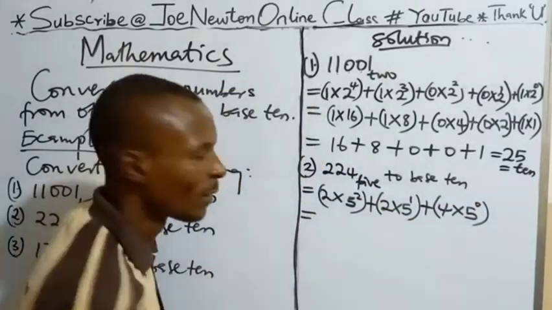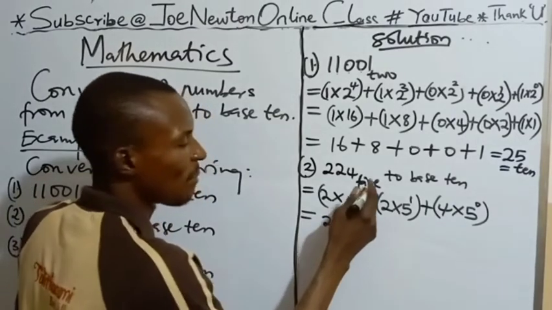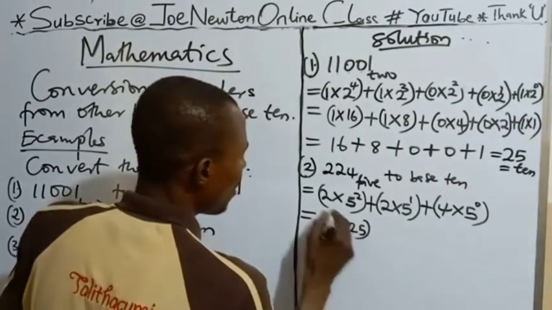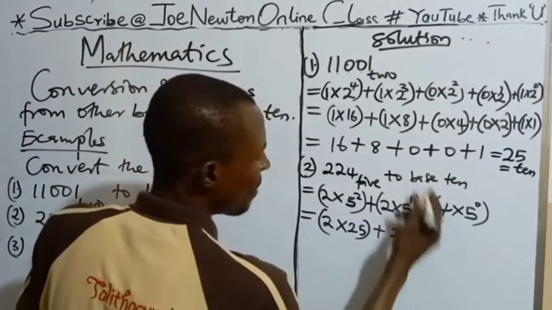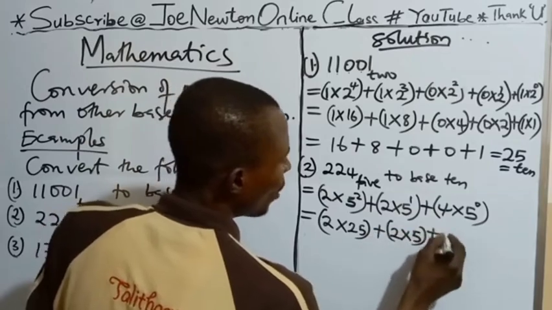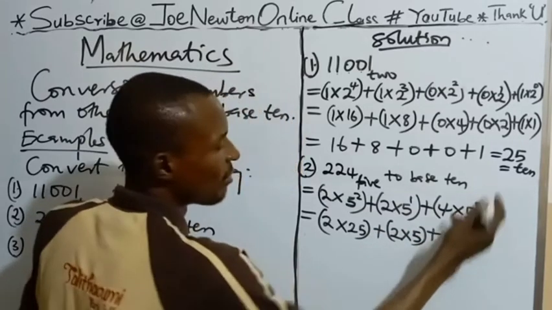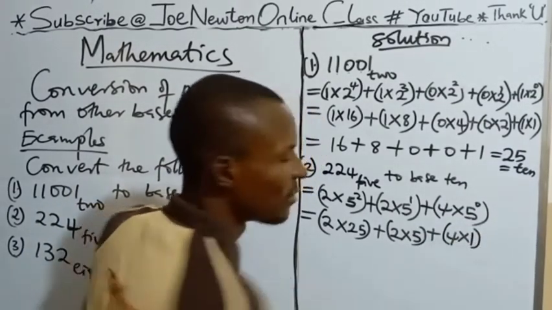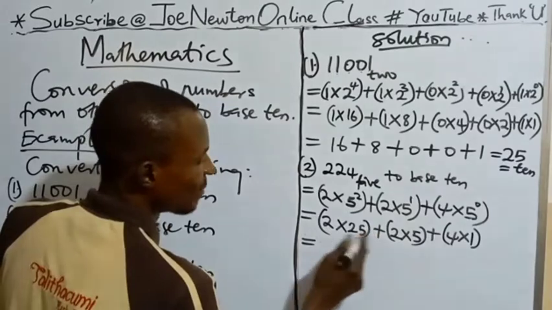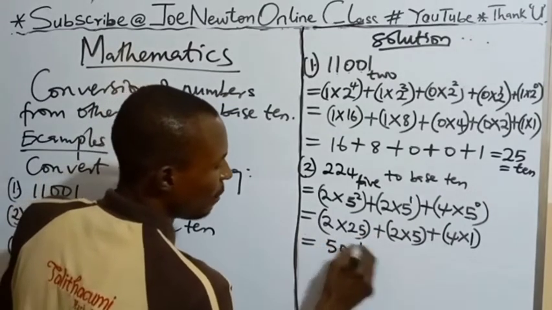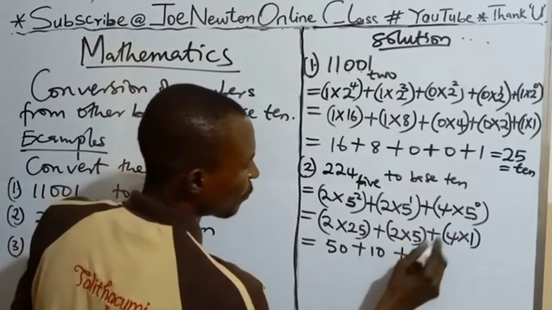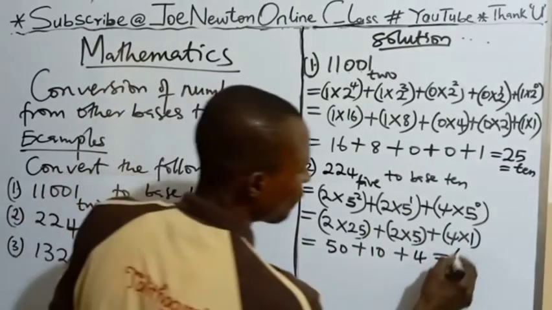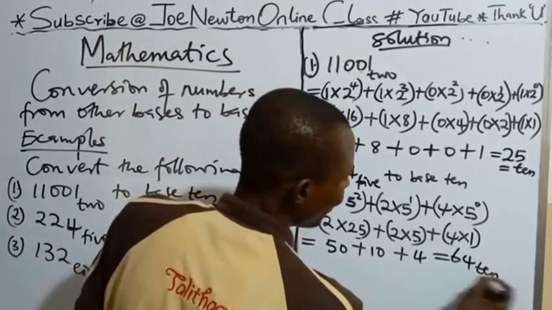Then we continue. That will give us 2 times 5 raised to the power 2 is not 5 times 2, but 5 times 5, which is 25, plus 2 times 5 to the power of 1, 5. Plus 4 times 5 to the power of 0, remember, it is 1. Like I told you, any number raised to the power of 0 is 1. Giving us 2 times 25 is 50, plus 2 times 5, 10, plus 4 times 1, 4, which gives us 50 plus 10, 60 plus 4, 64. So we have 64 base 10.